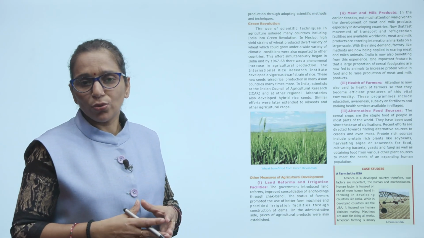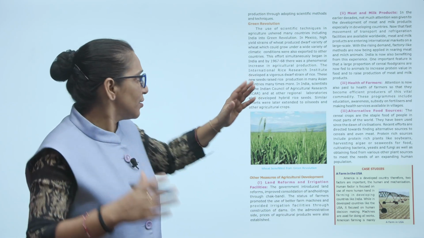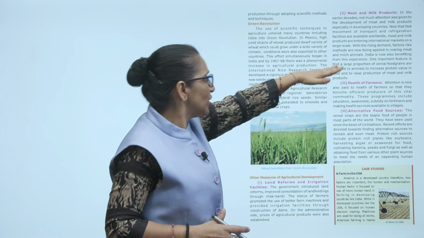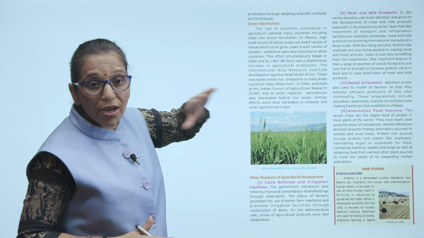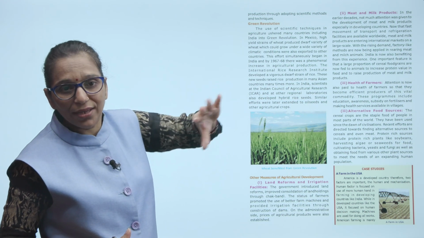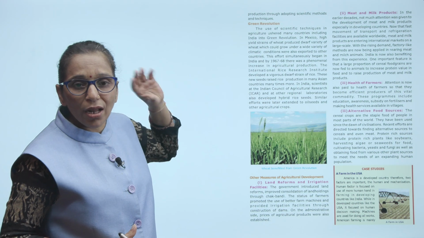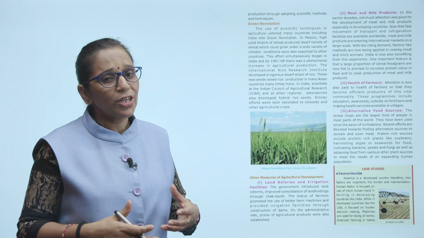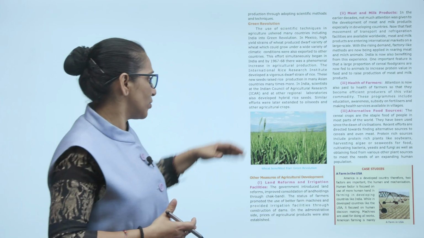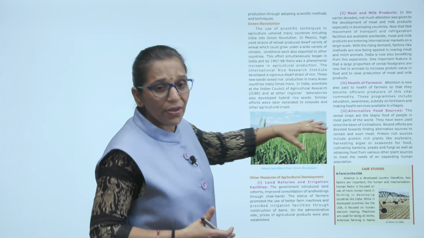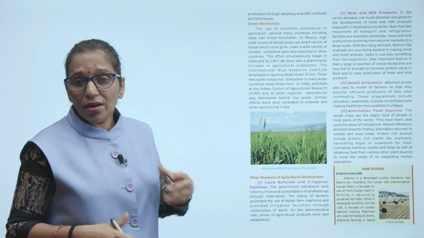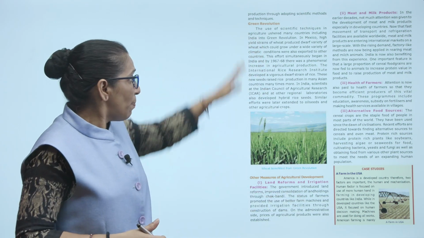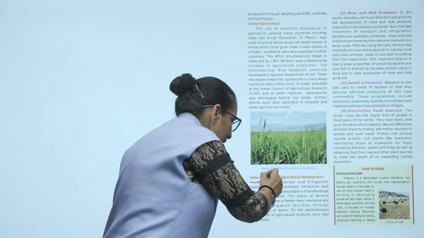By 1967 to 1968, there was a phenomenal increase in agricultural production. The International Rice Research Institute developed a vigorous dwarf strain of rice. ICAR helped a lot to develop hybrid rice seeds, and similar efforts were later expanded to oilseeds and other agricultural crops. Because of these scientific methodologies, we were able to utilize the green revolution and increase production. Other measures are land reforms and irrigation facilities.